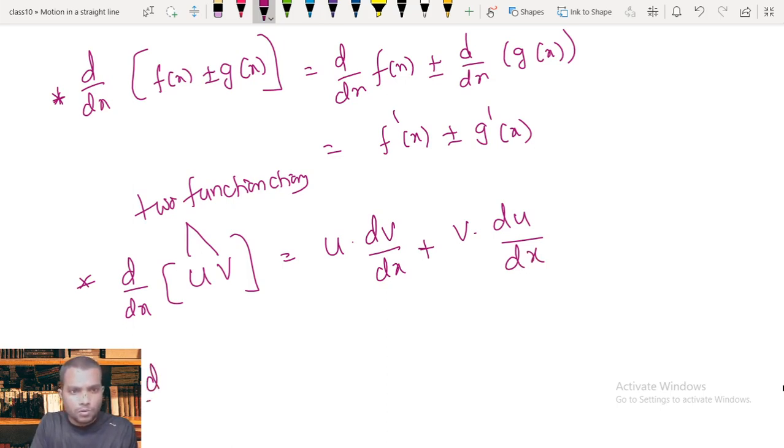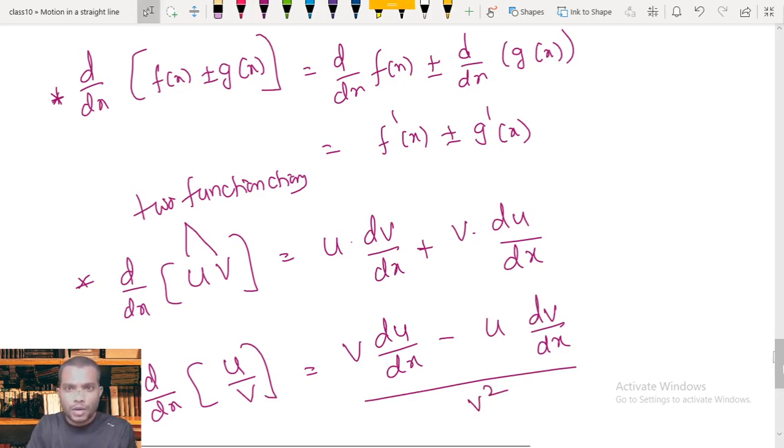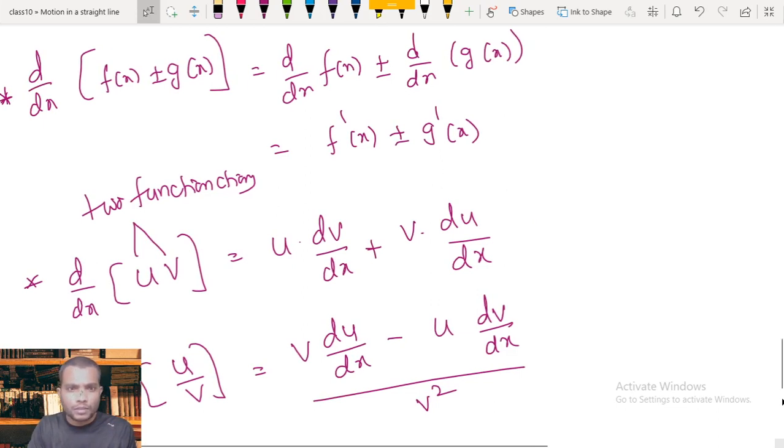Similarly, one more: d by dx of u by v. Here u and v are again two functions. We can write that as v du by dx minus u dv by dx, upon v square. So here again u and v are two different functions.